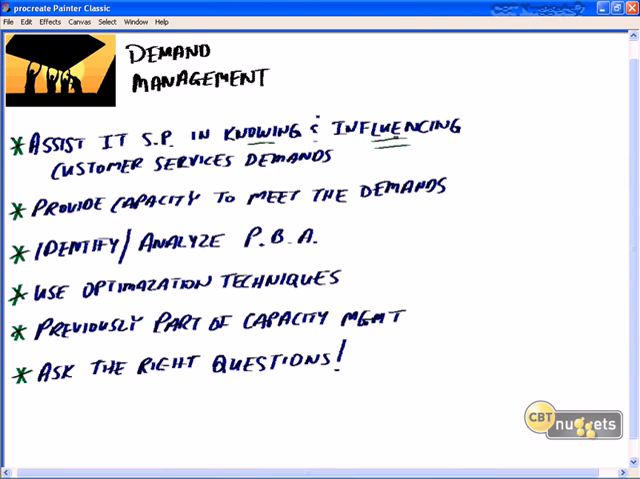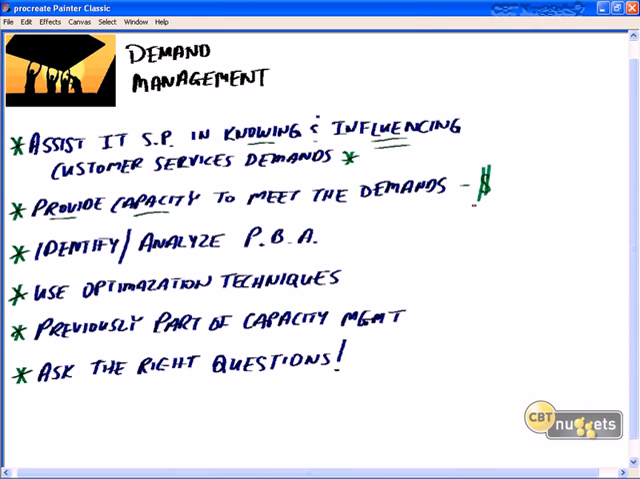You're also going to look at, based on this demand that you've either influenced or they have as part of their knowledge base, you're going to be able to provide the capacity to meet those demands. And obviously providing this capability and capacity does tie into your investment. So you can see how the financial management and demand management are tightly coupled.